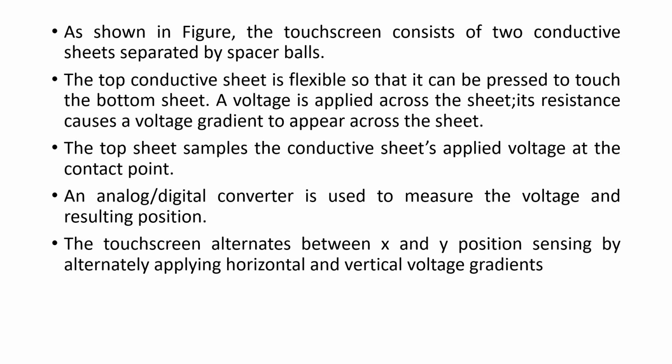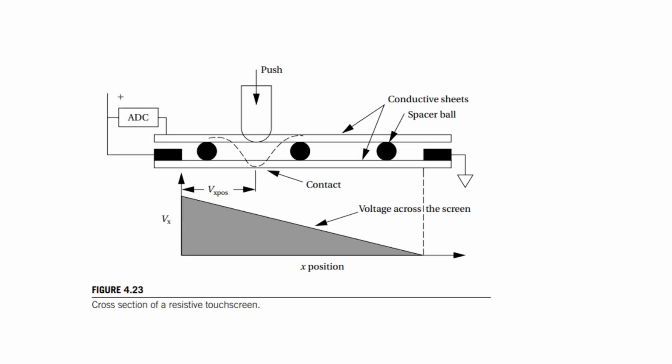The top sheet samples the conductive sheet's applied voltage at the contact point. The analog-to-digital converter is used to measure the voltage at the resulting position. The touchscreen alternates between x and y position sensing, alternately applying the horizontal and vertical voltage gradients. So this is the cross section of the resistive touchscreen.